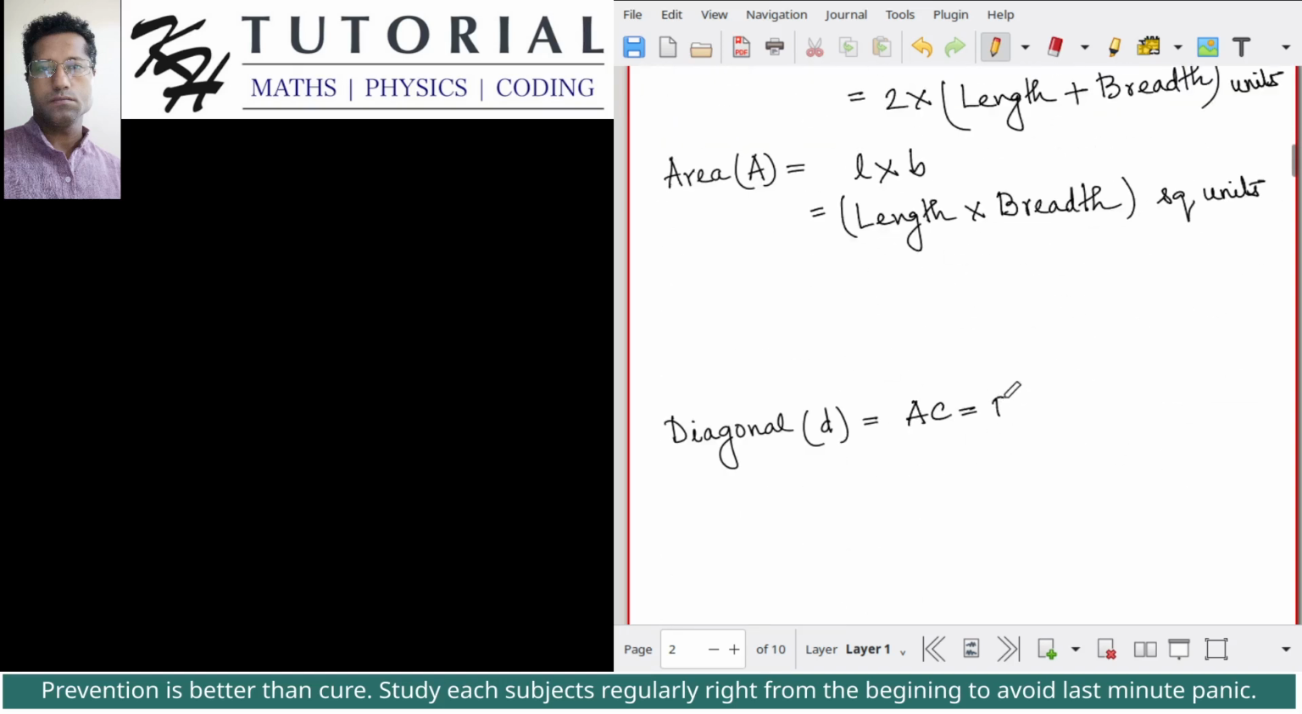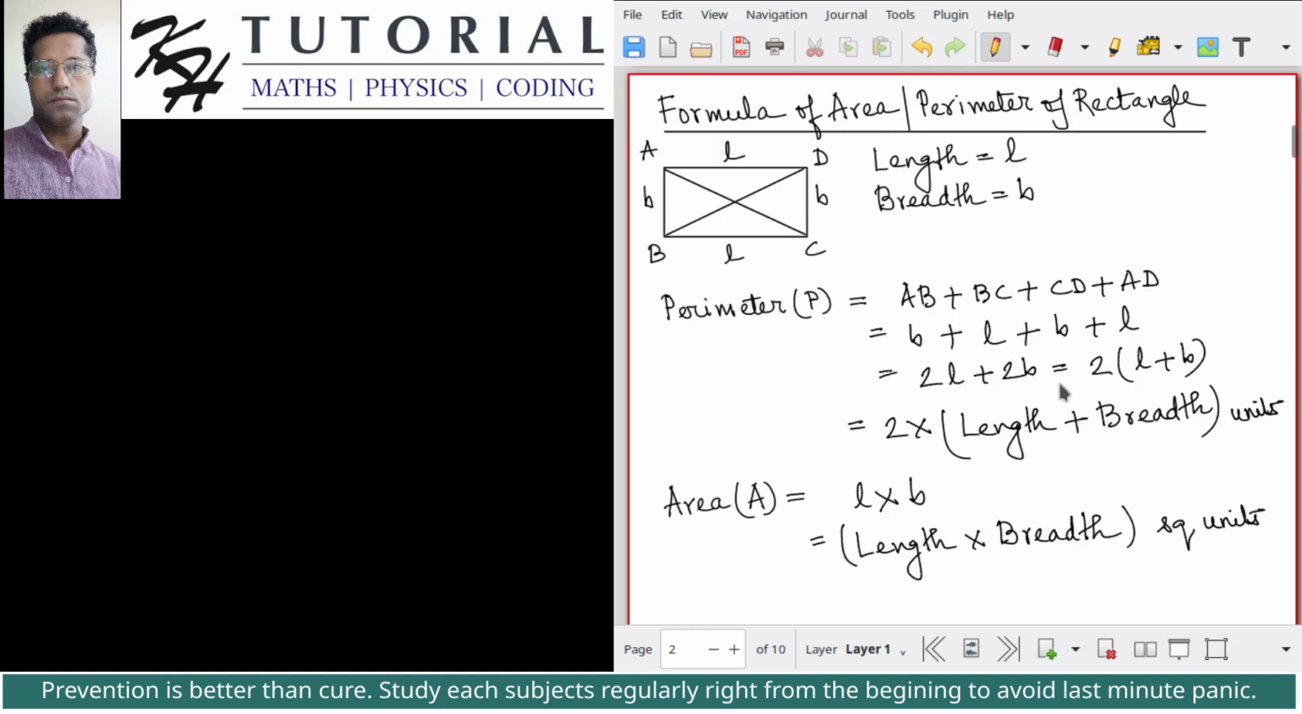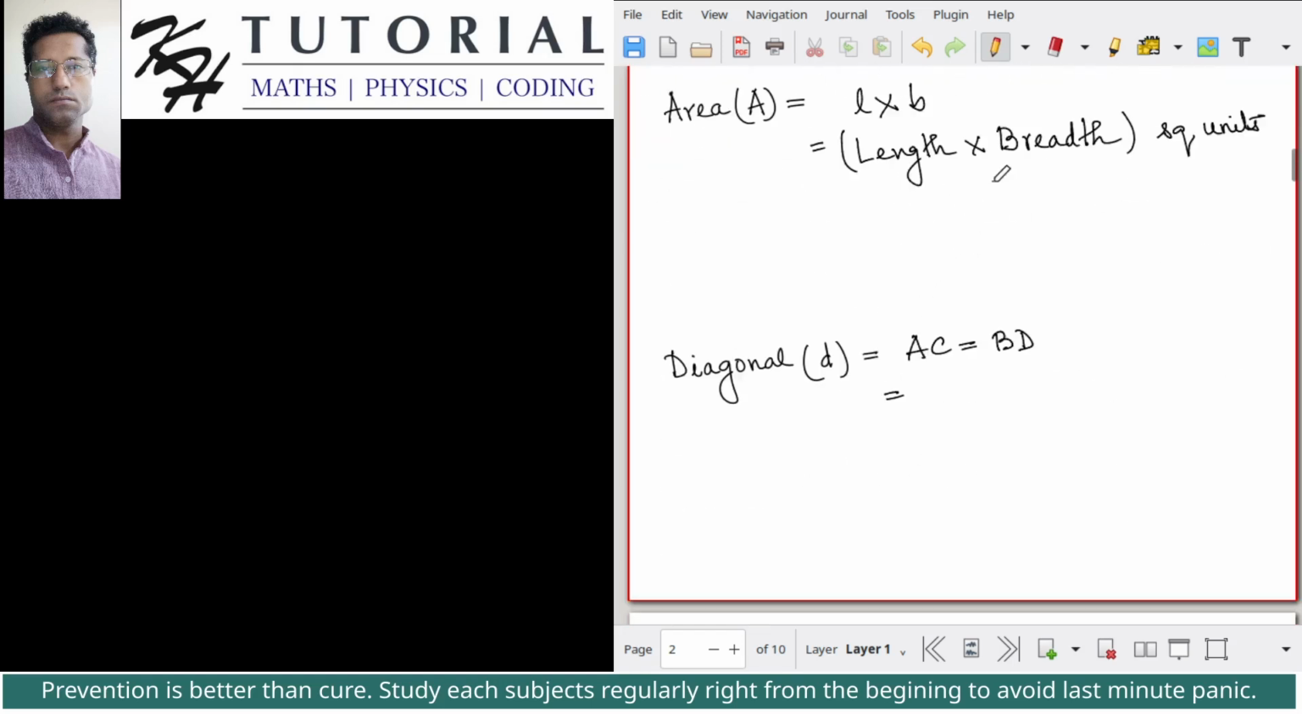So the diagonal is equal to AC, or it is equal to BD, and this is equal to, from the Pythagoras theorem, using the fact that in this rectangle this angle is a right angle, so ABC is a right angle triangle. In the right angle triangle ABC, using Pythagoras theorem, I will have AC square is equal to AB square plus BC square.